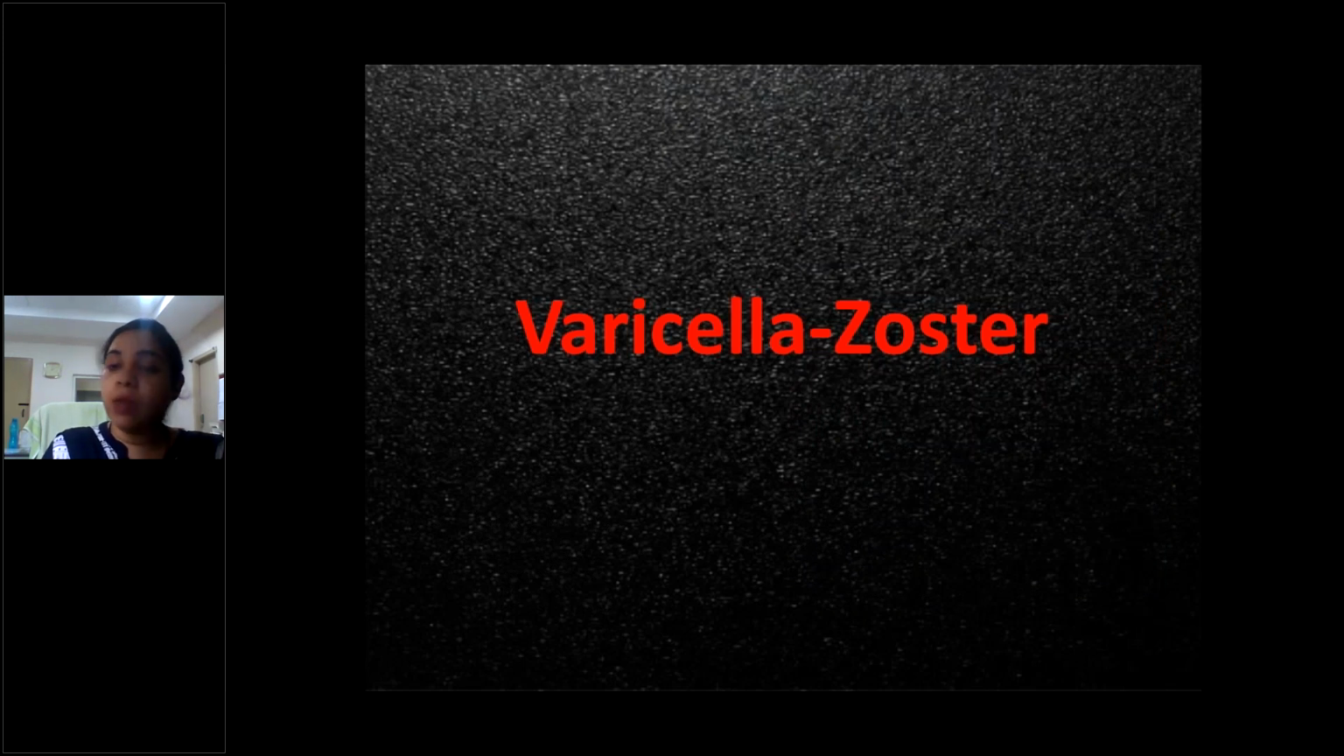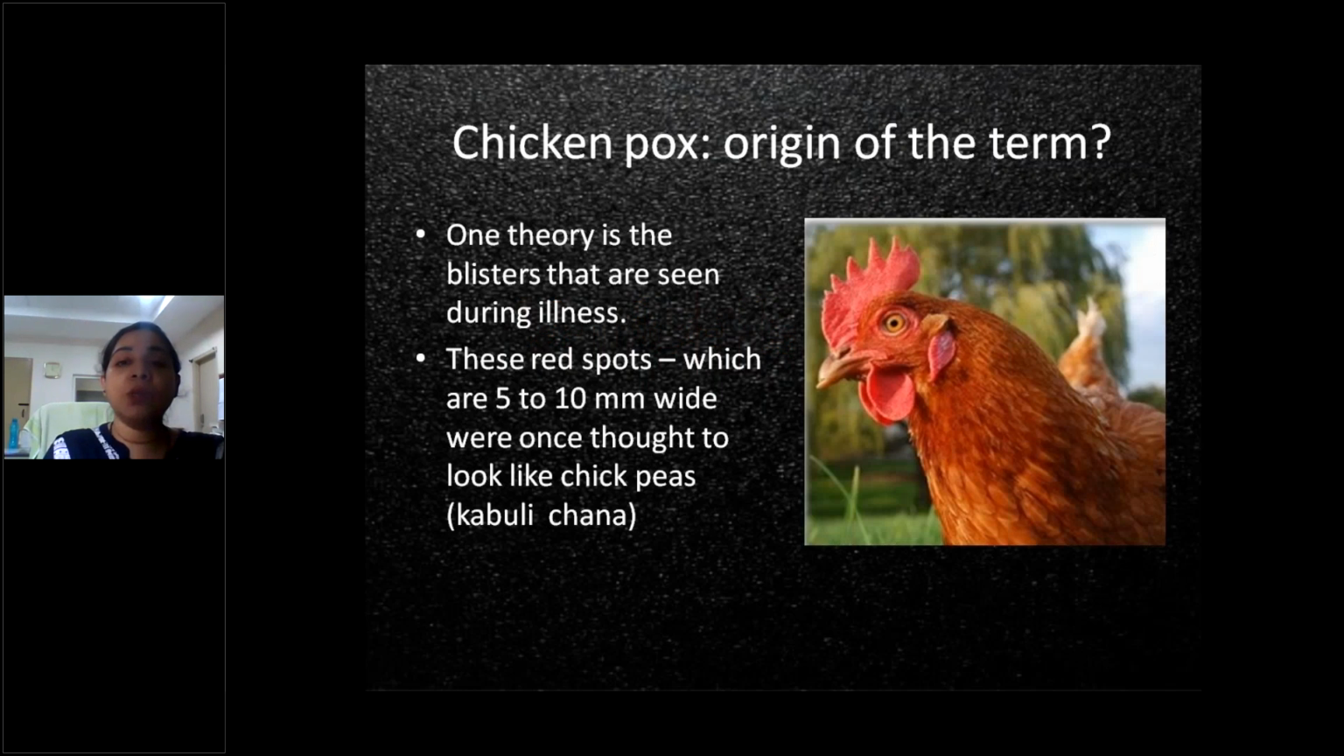Next, we have learned about alpha viruses. We have already learned two of them. What are they? Herpes simplex virus 1 and herpes simplex virus 2. Next one is varicella zoster virus. What is this varicella zoster virus? Chickenpox. In chickenpox, you see blisters? Yes, you can see blisters.